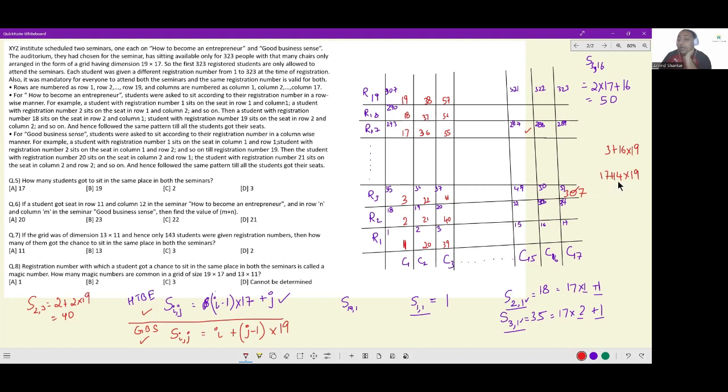So 14 into 19. 14 into 20 is 280. 280 minus 14 is 266. 266 plus 17 is 283. The registration number of the person sitting here is 283. We can find out the registration number of the persons sitting at different seats.